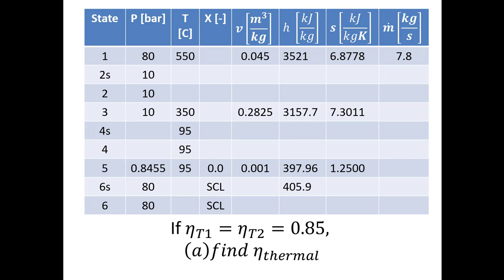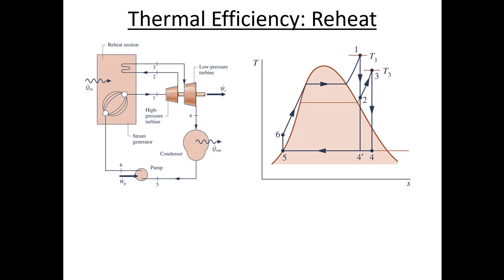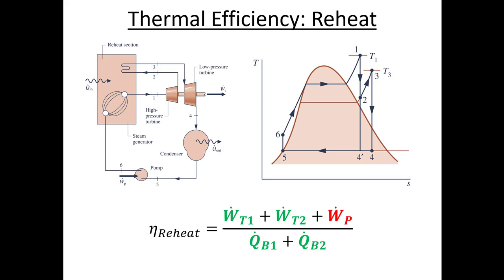In this problem, we're given, again, some kind of a state table to start with. Notice that as we start to add components, we're also adding more states, which might mean that we have to look more things up in tables in our textbook. But some of these states we've already done, so it shouldn't be too bad, hopefully, if we've already done our first example. So our thermal efficiency for the reheat, we talked about this already. This is going to be the net power divided by the heat in.